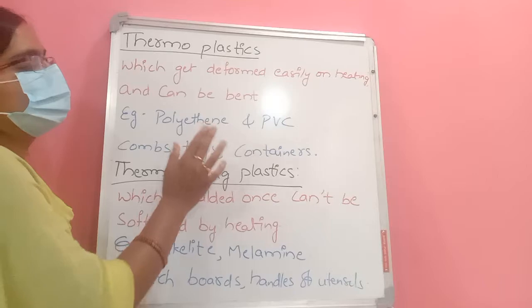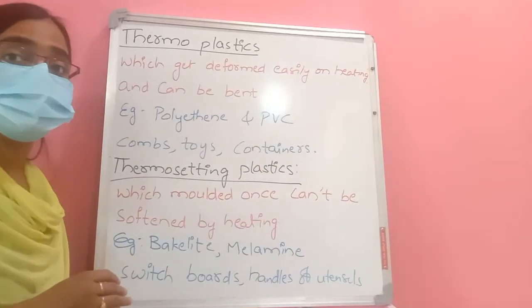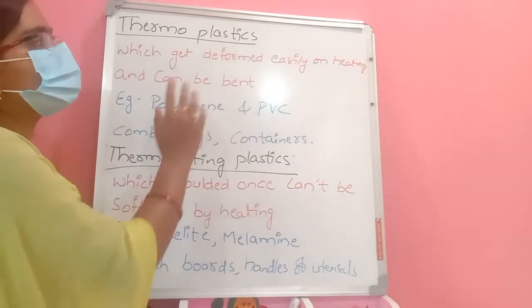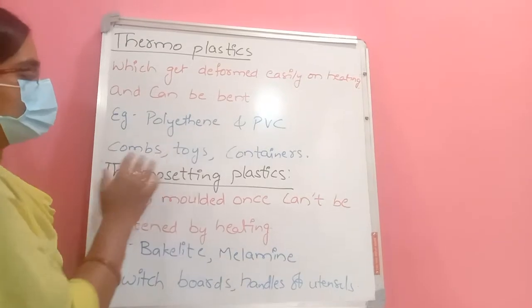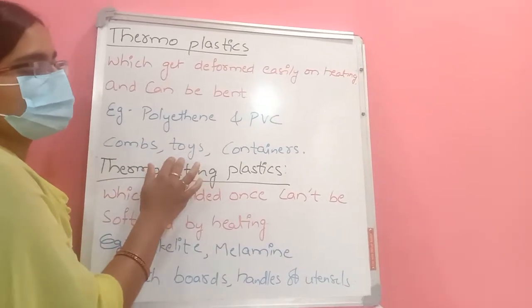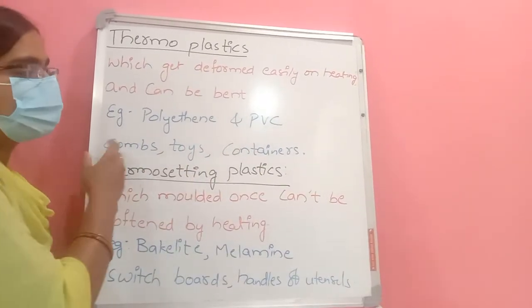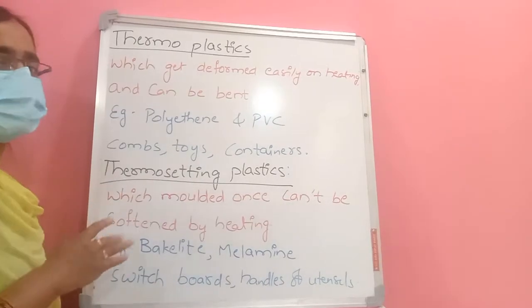Examples are polythene and PVC, polyvinyl chloride. These are thermoplastics. By using these we can prepare combs, toys, containers. All these are made from thermoplastics.